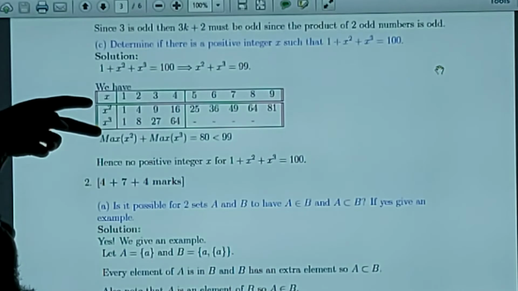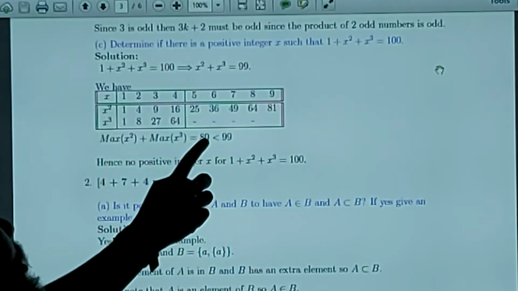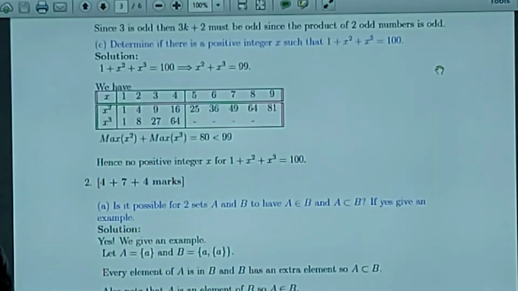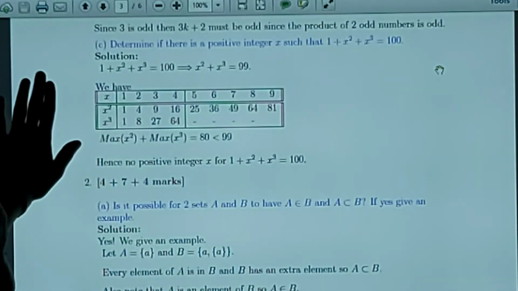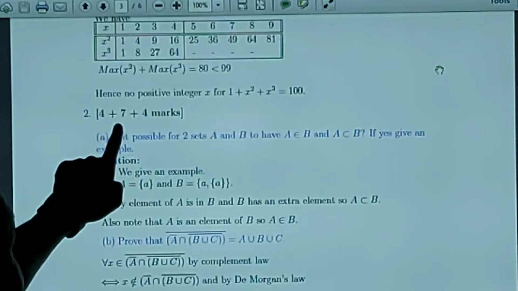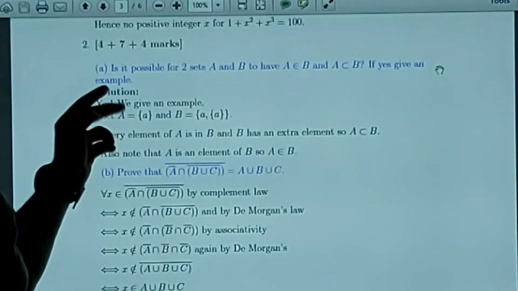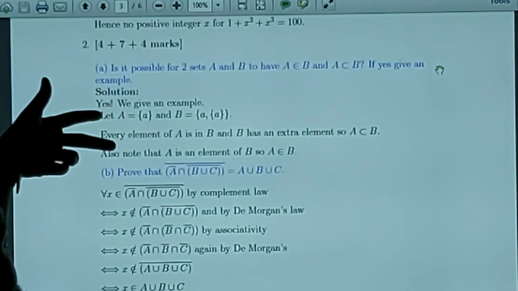If you never did any working, if you just told me that, oh, this one plus this one is less, I don't see any working. I don't give you marks for nothing. Okay? So that's it. Number 2 is 4 marks, 7 marks, 4 marks. This everyone got. Number 2, I don't think anyone has a problem with this.